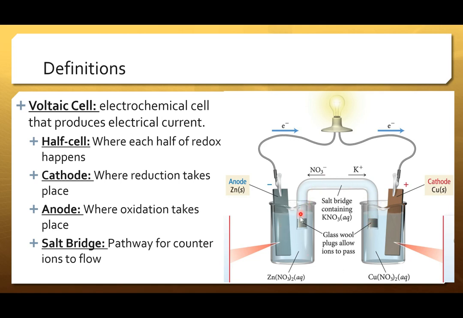This salt bridge allows spectator ions to flow back and forth just to neutralize each of those solutions. So as the electrons exit, some of this nitrate comes in to replace that negative charge that it lost. And as electrons enter, some positively charged ions come in to neutralize that out. So it's just a pathway for counter ions.